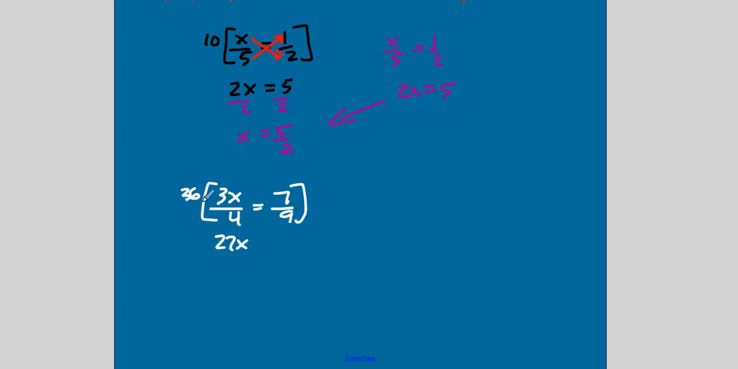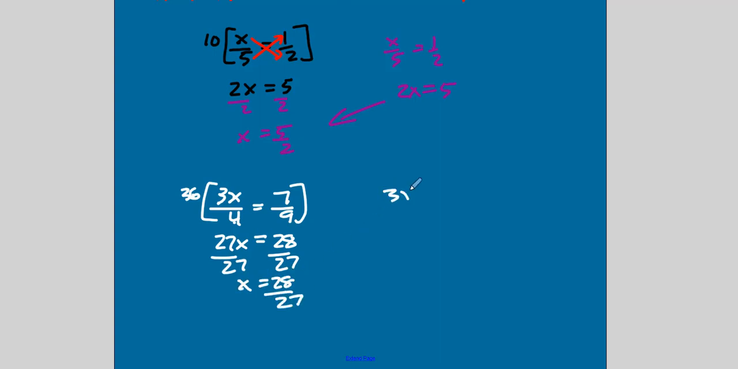So let me say that again. 36 divided by 4 is 9, times 3 is 27, times x equals 27x. Then over here, 36 divided by 9 is 4, times 7 is 28. So you get 27x equals 28. Divide both sides by 27 to undo the multiplication on x. So I get x is 28 over 27.